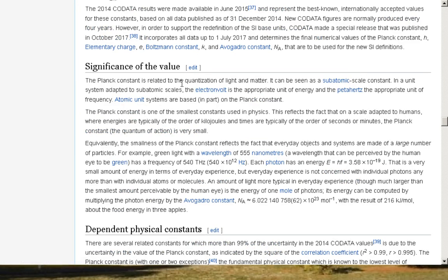The Planck constant is related to the quantization of light and matter. It can be seen in a subatomic scale constant. In a unit system adapted to subatomic scales, the electron volt, which is what we measure, is the appropriate unit of energy, and a petahertz is the appropriate unit of frequency. Atomic unit systems are based in part on the Planck constant.